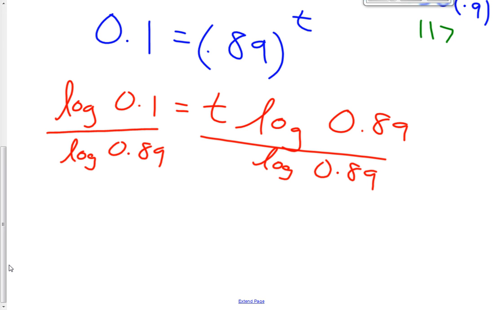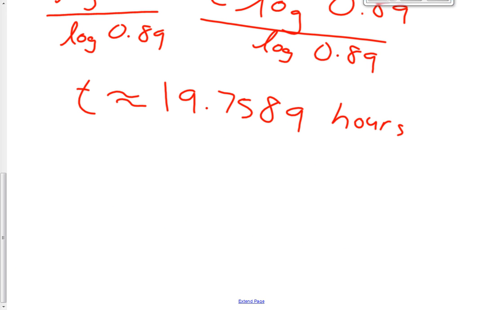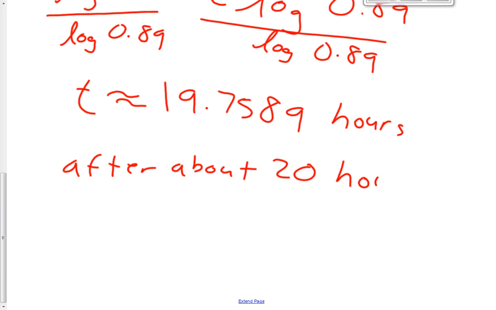The log of 0.1 divided by the log of 0.89, and you will get approximately 19.7589 hours. t is approximately equal to 19.7589 hours. So on a test, class, I'm fine if you round this up to about 20 hours.